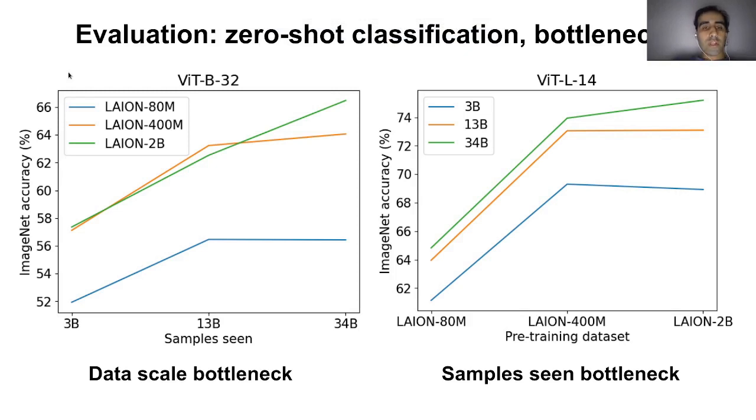We also identify bottlenecks when we restrict the pre-training data scale or the number of samples seen. For instance here, when we vary the number of samples seen and restrict ourselves to the smallest data scale of LAION, 80 million, we see that the performance saturates. Whereas if we use the largest pre-training data scale, we can see that the performance can still improve. Similarly here, when we scale the pre-training dataset and restrict ourselves to the smallest number of samples seen, we can see that the performance not only saturates but can also decrease. Whereas if we use the larger number of samples seen, we can see that the performance can still increase.